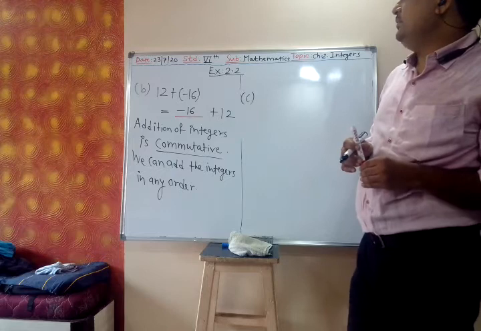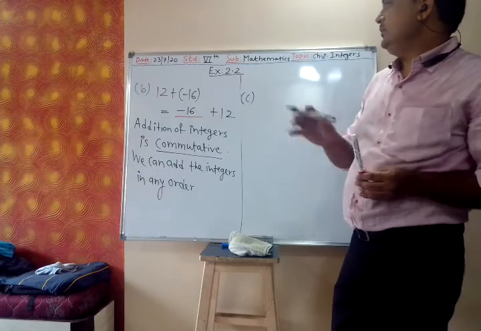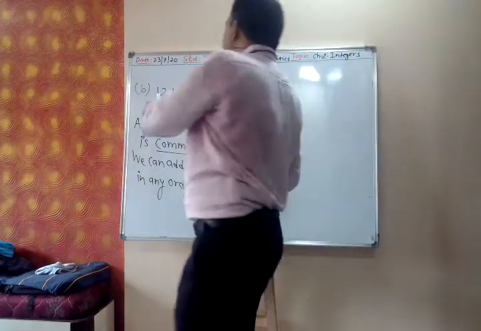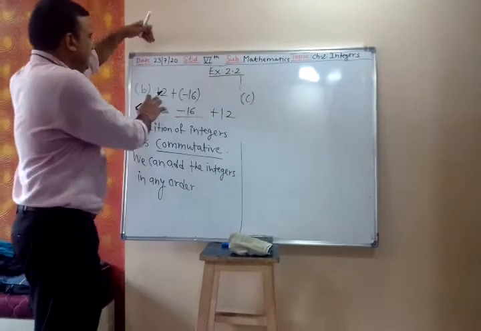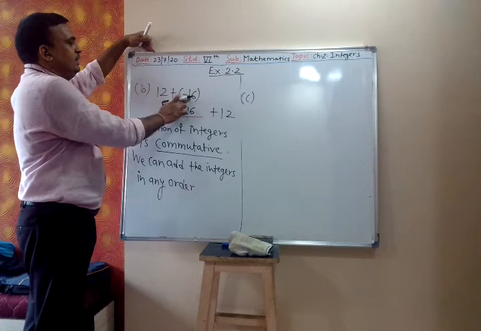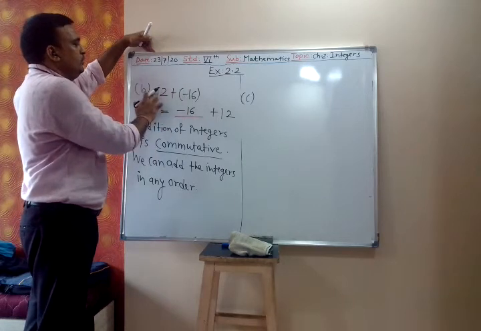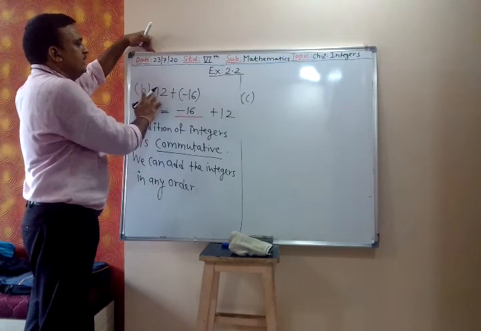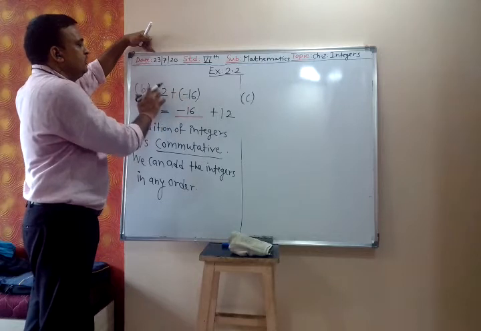No, the answer will come the same, because see, 12 plus minus 16. What is the sign of 12? Plus. What is the sign of 16? Minus. So plus and minus means you have to subtract. So 16 minus 12 is 4.